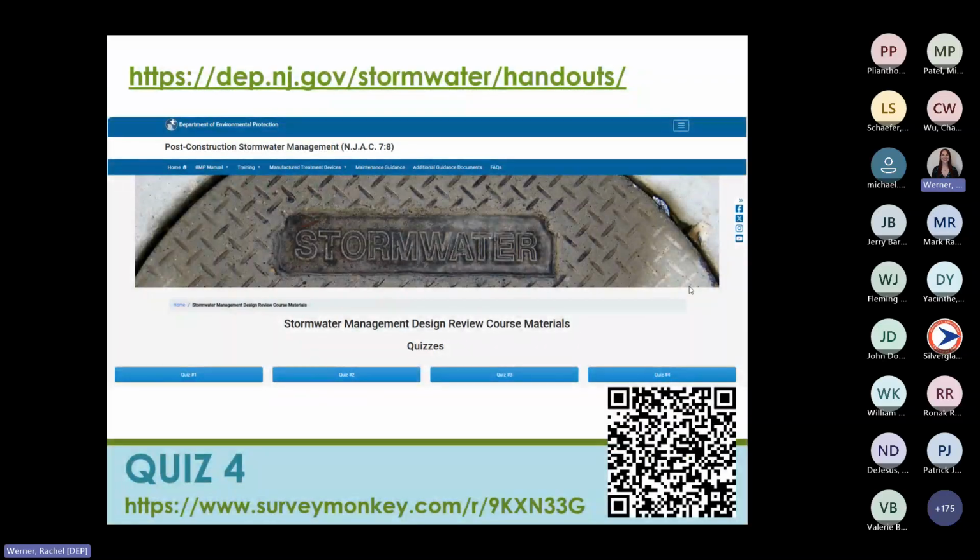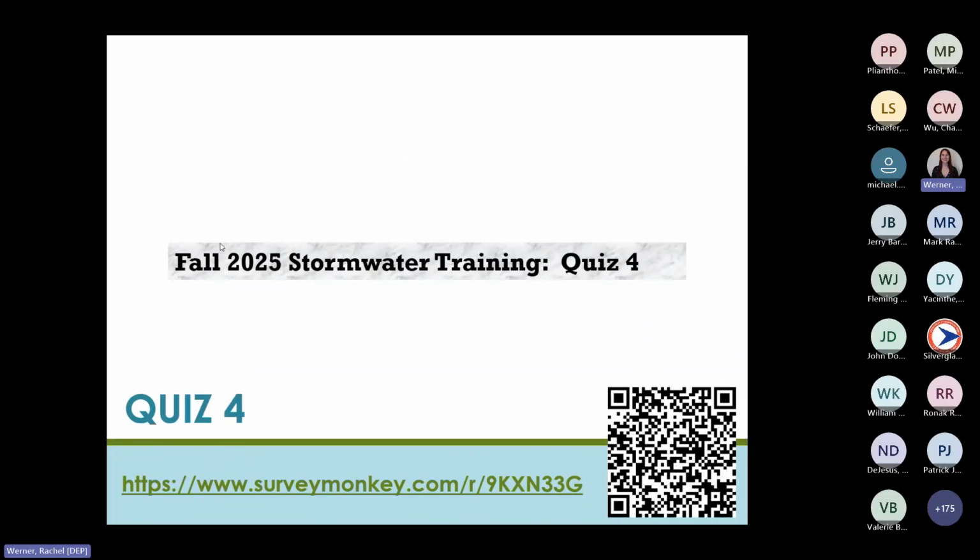As with the other quizzes, there are multiple ways to access the quiz. The link at the top of the slide will take you to our training website, which has the link for quiz 4. The link at the bottom of the slide will take you directly to the quiz, as will the QR code, which can be used on your phone. You must answer every question before you can advance to the next screen, and you must click Submit at the end to get credit. And please note you may only take the quiz once, so let's do our best.